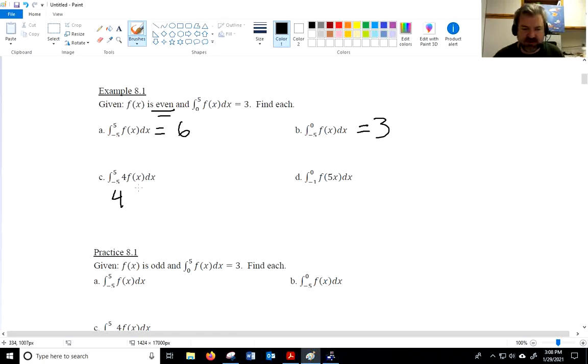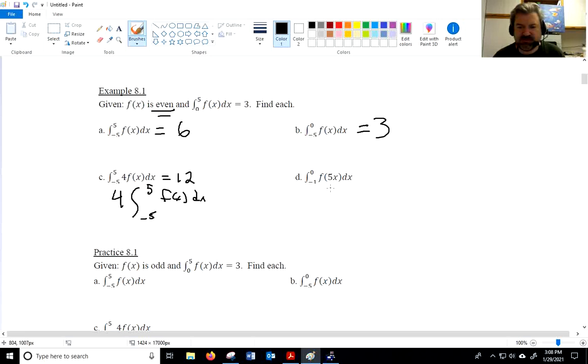This here is just a reminder that we can pull a constant out. So the integral from negative 5 to 5 was 3, and if you multiply it by 4, you get 12.